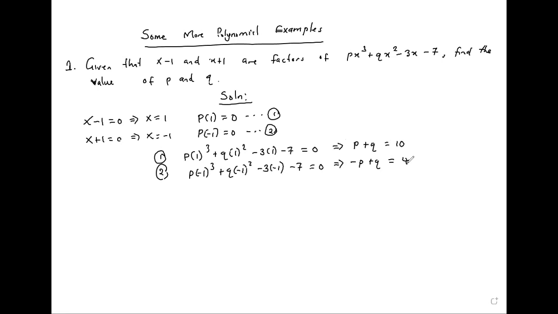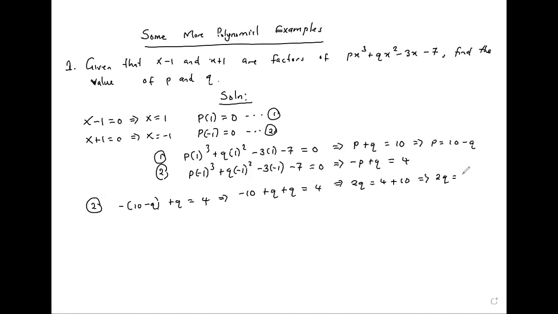Then solve simultaneously. I can say, if P is equal to 10 minus Q, then in equation two we have negative (10 minus Q) plus Q is equal to 4, so that we get negative 10 plus 2Q is equal to 4, telling us that 2Q is equal to 4 plus 10, which is 14. Divide by 2.